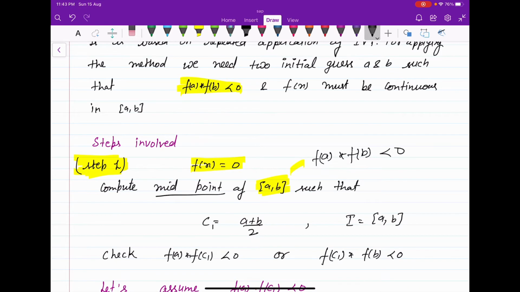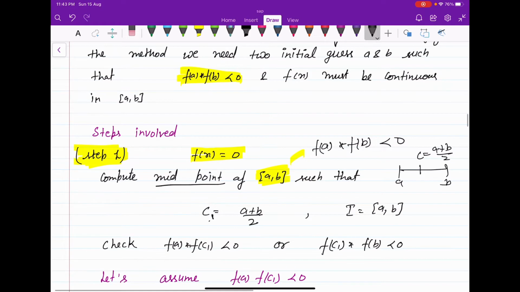So how do we compute the midpoint of the interval? Suppose this is a, this is b, and c is the midpoint, then c equals (a plus b) upon 2. So we will compute the point c, that is (a plus b) upon 2. Let us give it the name c1. This c1 is the midpoint of the interval (a, b), and then we check the function value at a and c1, and c1 and b.